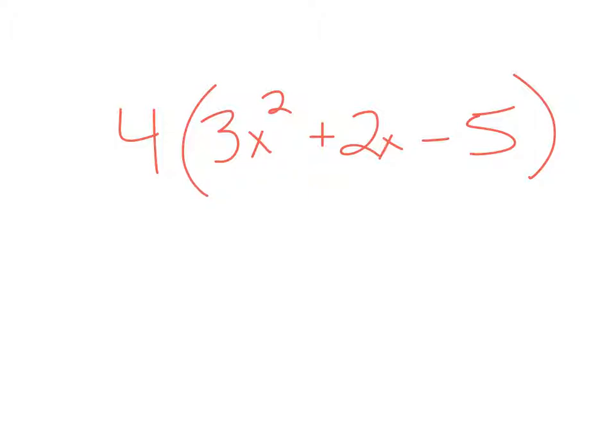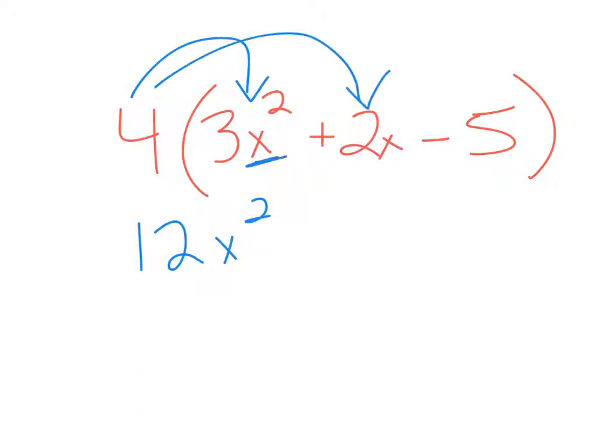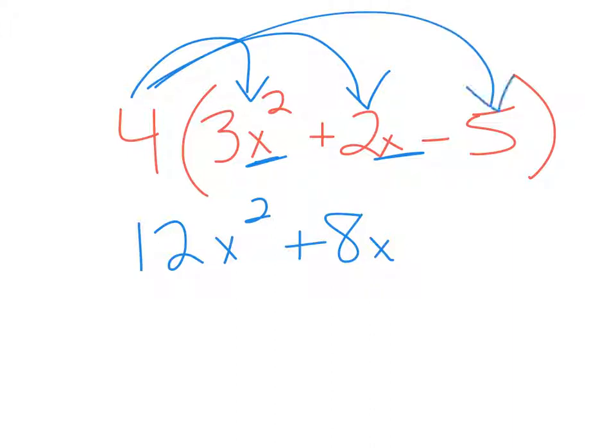Okay, so let me show you. If we apply that distributive property, we're going to take 4 times 3x squared. Well, 4 times 3 is 12, so this would then become 12x squared. That x squared just remains the same. Then when we distribute to the positive 2x, 4 times 2 is 8, so this will become 8x. Again, the x just stays the same. 4 times negative 5, we'll look at that as a negative 20.